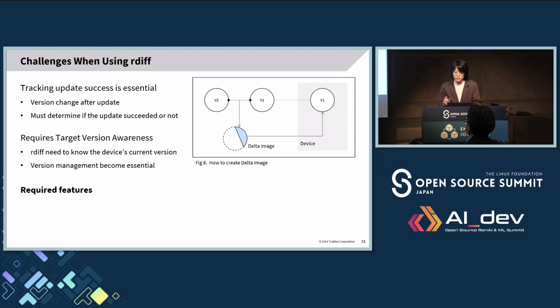So tracking update success is crucial and essential. After updating, confirming the version changes is crucial to determine if the update succeeded or not. In other words, knowing the current version is essential for creating the delta images.